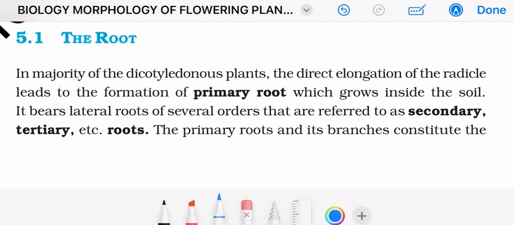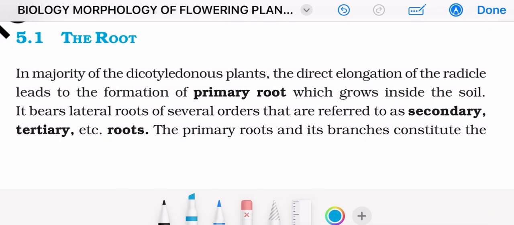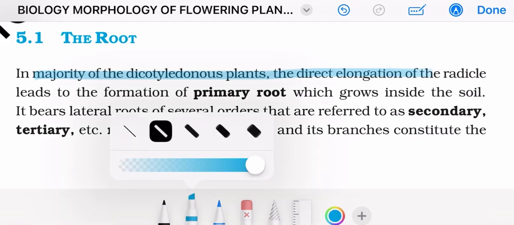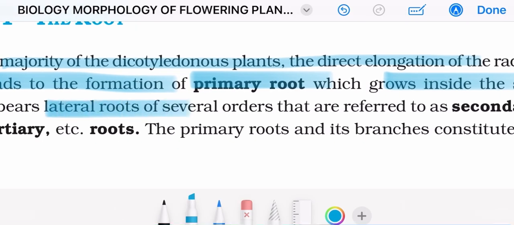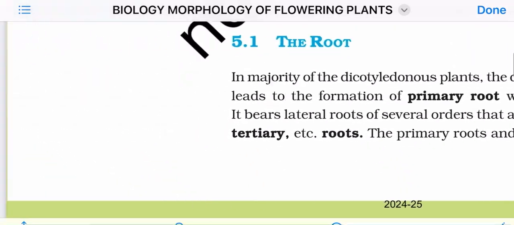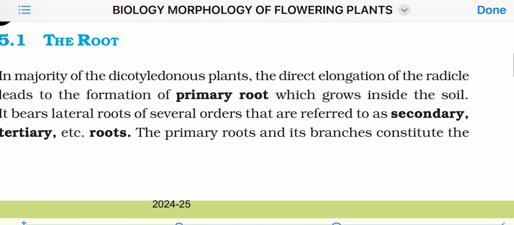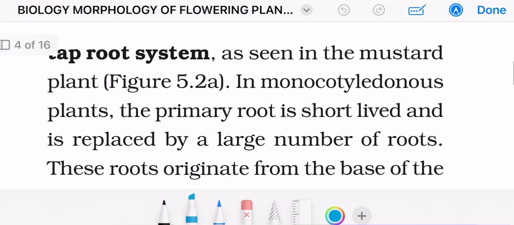In the majority of dicotyledonous plants, the direct elongation of the radicle leads to the formation of the primary root, which grows inside the soil and bears lateral roots of several orders that are referred to as secondary, tertiary, etc. The primary root and its branches constitute the tap root system, as seen in the mustard plant.